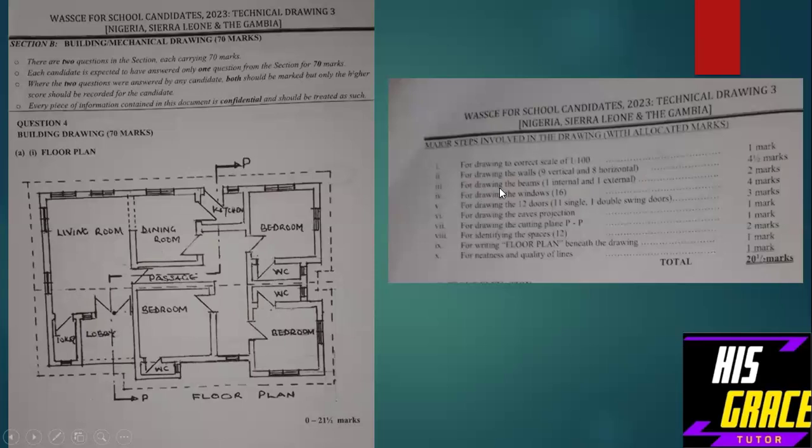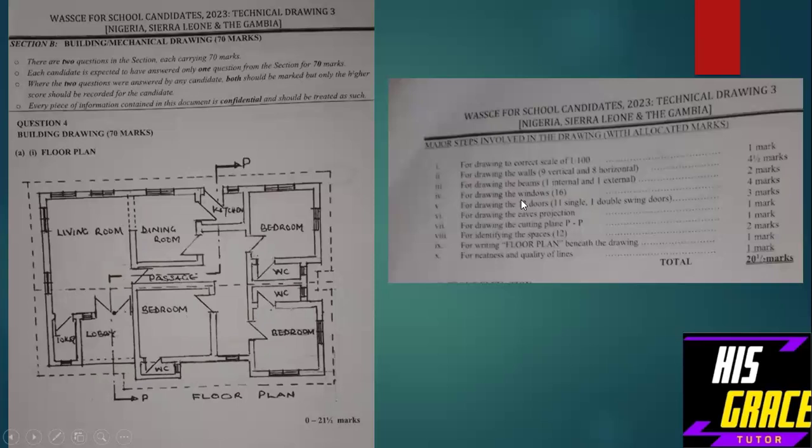And then for drawing the beams, 1 internal and 1 external, 2 marks is awarded to that. Where do we have the beams? This is a beam, and then we also have another beam. So this is 1, and this is another one here at the lobby. For doing that, or for drawing that, you'll be awarded 4 marks.